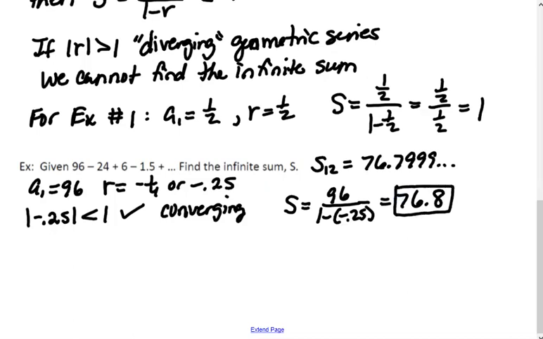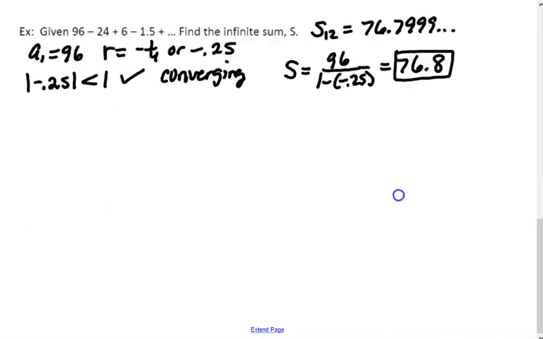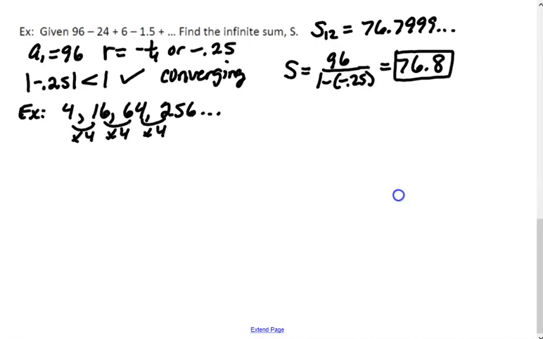Now, I don't have this example in your notes, but let's just look and see what happens if we have a diverging sequence. Let's look at something simple like 4, 16, 64, 256. So this is times 4, times 4, times 4, and we want to add an infinite number of terms. You can see that if I were to add an infinite number of terms, I'm going to get an infinitely large number.